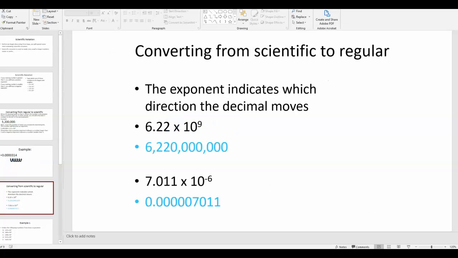We've already done this, but let's say we want to go the other way, from scientific notation to regular notation. Remember that the sign of the exponent tells you which way to move the decimal point. So if I have 6.22 times 10 to the power 9, this positive exponent means that I should move the decimal to the right 9 places. So 6.22, and then I go 1, 2, 3, 4, 5, 6, 7, 8, 9, and in all these places I should have a 0.